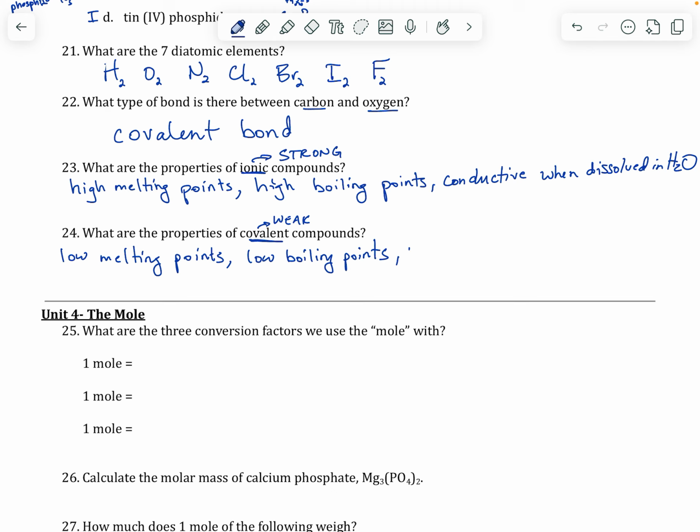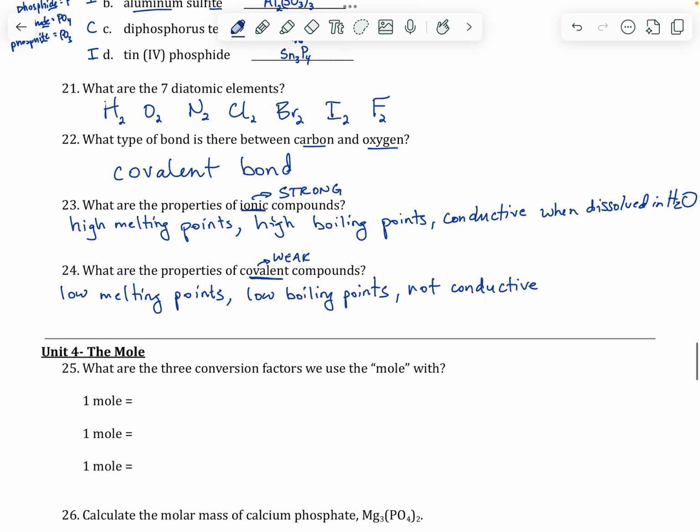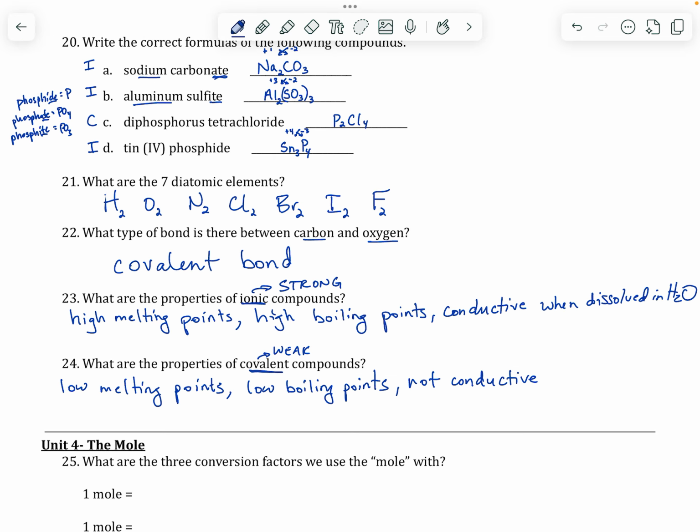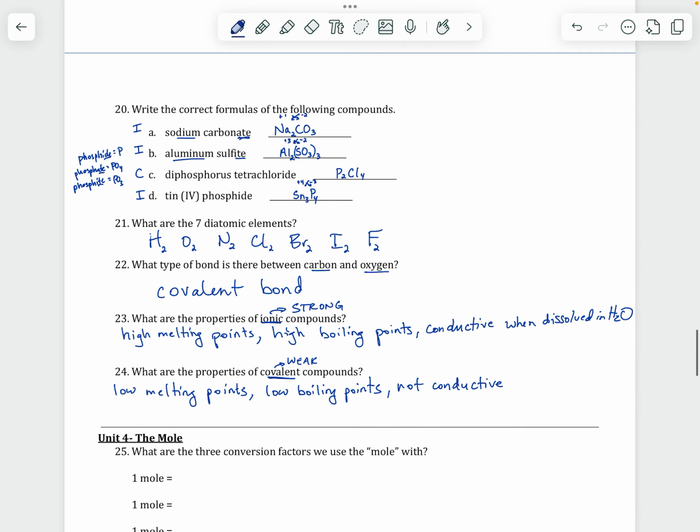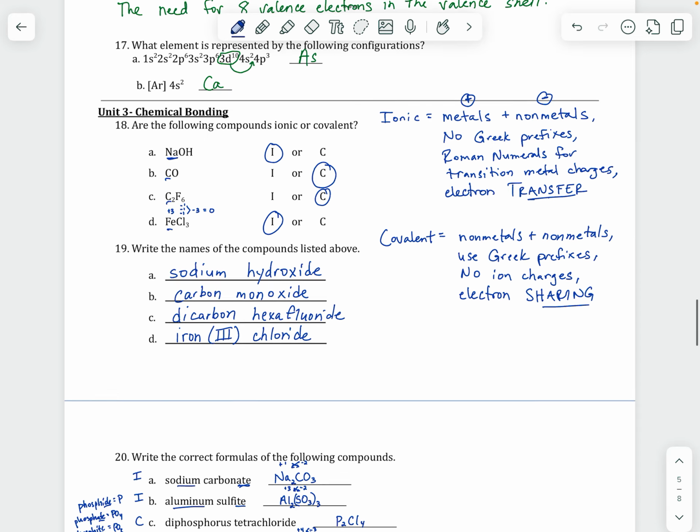And then, of course, not conductive at all. And again, that should make sense because covalent compounds are made up of only nonmetals, right? So nonmetals don't conduct electricity anyway. Whereas metals do, and ionic compounds are half metal. And so that's why they don't conduct electricity by themselves as solids, but they do conduct when those ions are separated and the metal ions freed up when dissolved in water there. So that was a real quick overview of Unit 3, and hopefully that helps with our bonding.